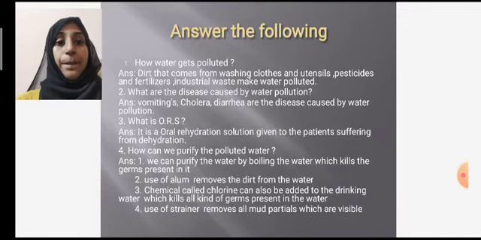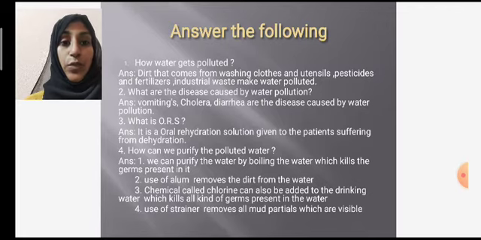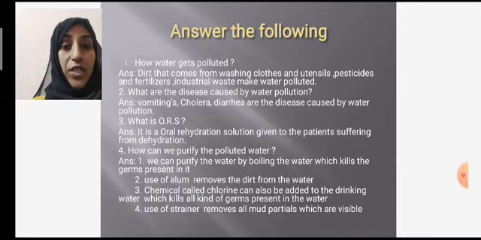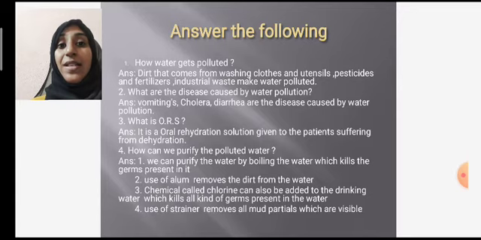Answer the following. How does water get polluted? Dirt that comes from washing clothes and utensils, pesticides, fertilizers, and industrial waste makes the water polluted. Next question. What are the diseases caused by water pollution?